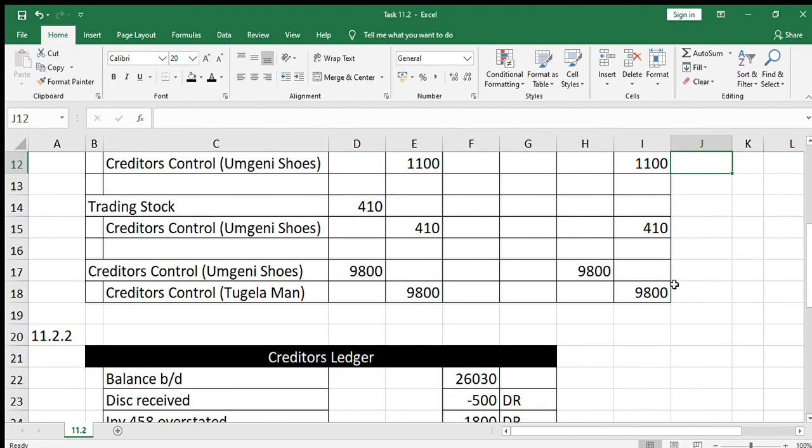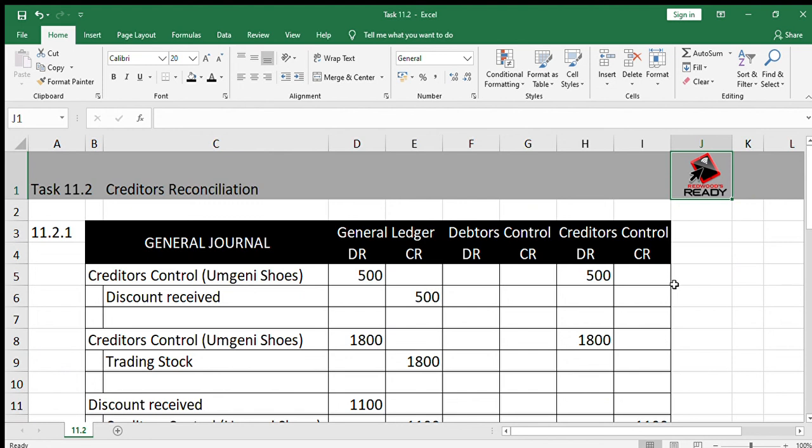I will also be doing 11.3 with you. Please remember to do 11.1 by yourself. And if you have any questions, you can ask me in the WhatsApp group.